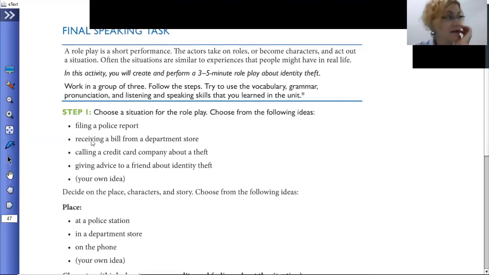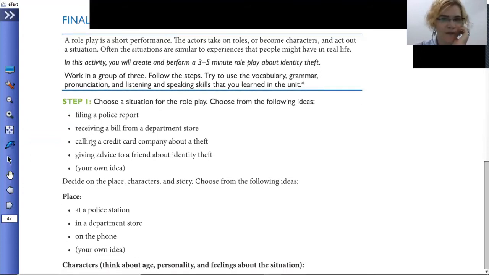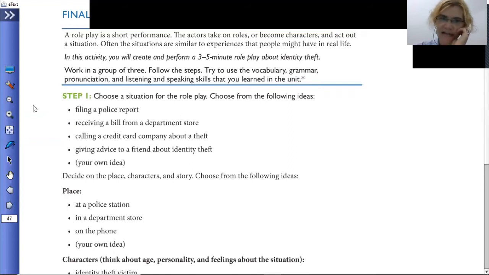Now here it is spaced out for you already. You have step one, choose a situation for the role play. So you've got to choose first. So here are some ideas, but if, for example, you come up with another idea, that's totally cool. For instance, filing a police report, receiving a bill from a department store, and suddenly it says like, hey, you bought a diamond ring, and dude, I didn't do that. Calling a credit card company about a theft, or your own idea.